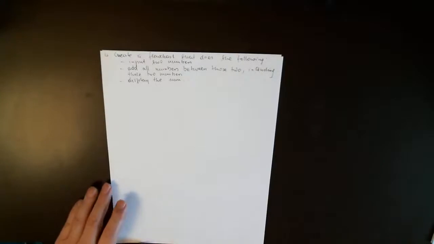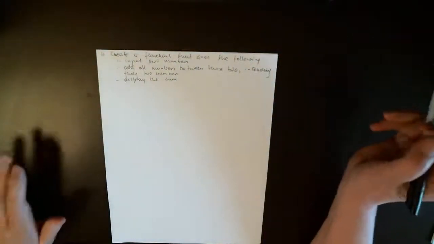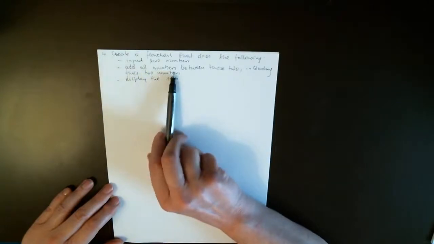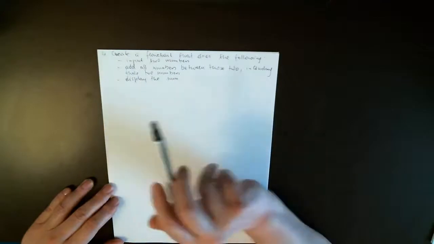All right, so let's do another loop. Now, this is a little bit different because we will be dealing with only numbers. So, create a flowchart that does the following. Input 2 numbers and add all numbers between those 2, including those 2 numbers. Then display the sum.